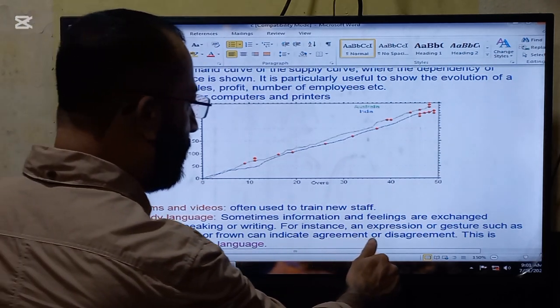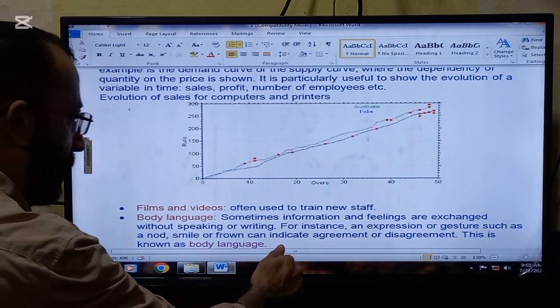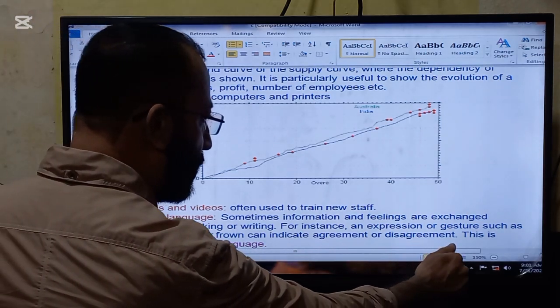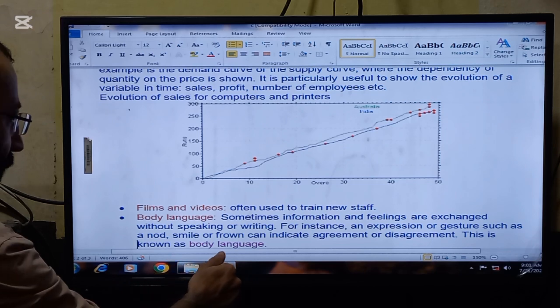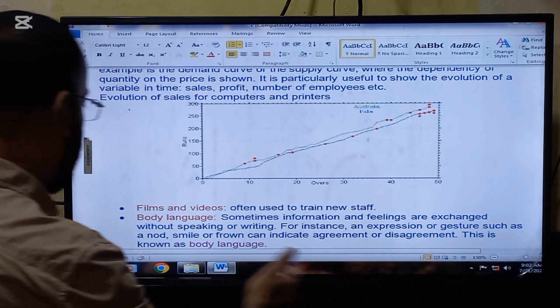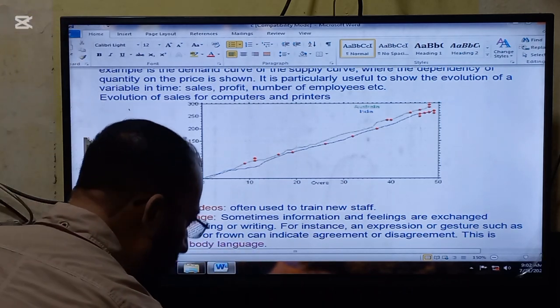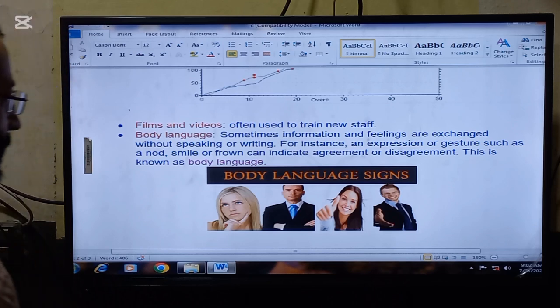Sometimes information and feelings are exchanged without speaking or writing. For instance, an expression or gesture such as a nod, smile, or frown can indicate agreement or disagreement. This is known as body language, and here you can see different body language signs.